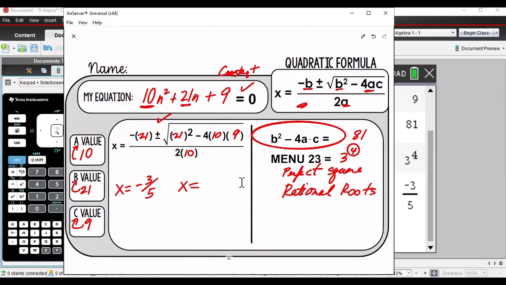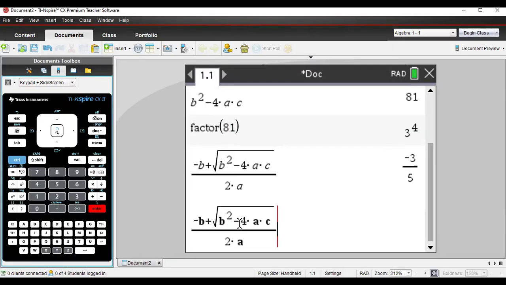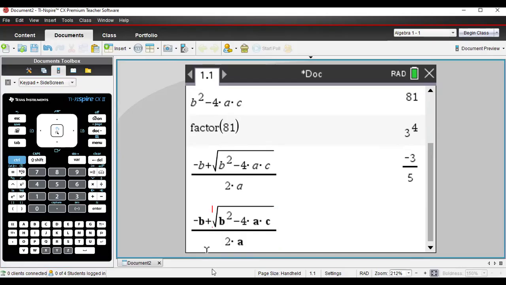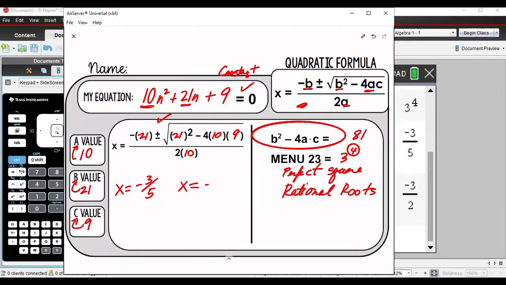And the way that we do that is easy. We just copy the quadratic formula again, but in this case, we're going to change the plus to a minus. And then we press enter, boom, and it says the other root is -3/2. So we go back and we say the second rational root is -3/2.